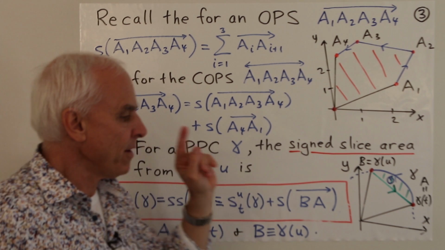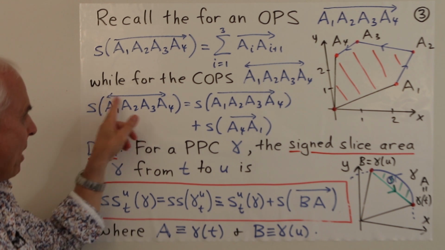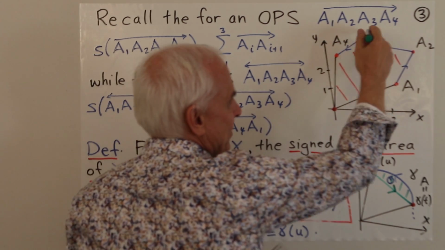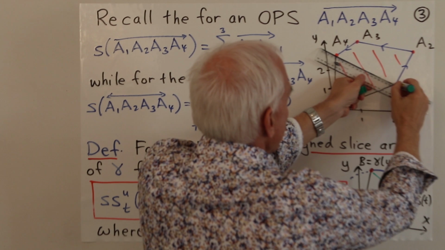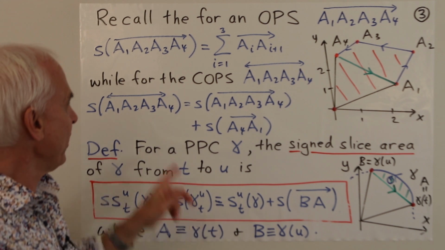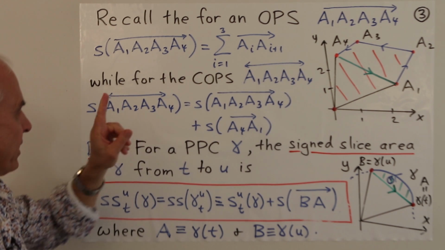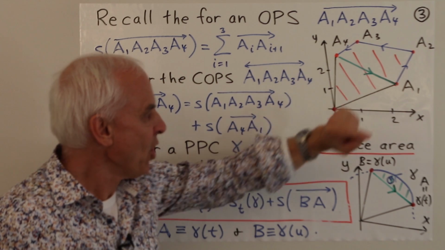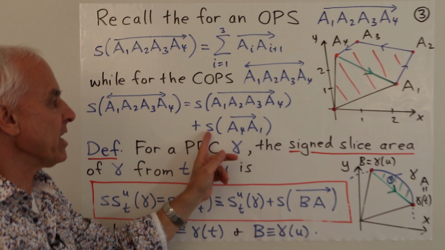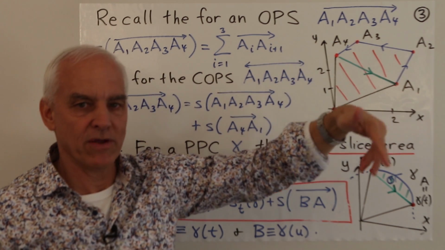Now, if we go to the cyclic oriented polygonal spline, denoted with this double arrow over A1, A2, A3, A4, it means that we're augmenting the edges that we have with a fourth edge going from A4 to A1. Okay? So that's now a picture of the cyclic oriented polygonal spline A1, A2, A3, A4 with a double arrow. And the signed area of this thing was equal to the signed area of the original one, namely what we already had in red, plus the signed area of A4, A1. In other words, the signed area of this new edge that we've added.